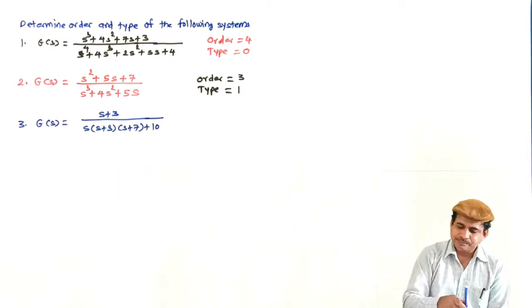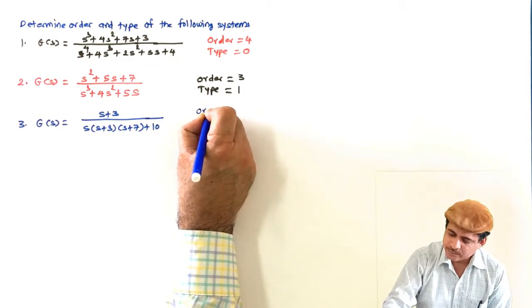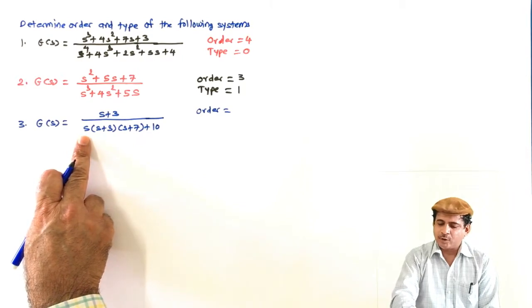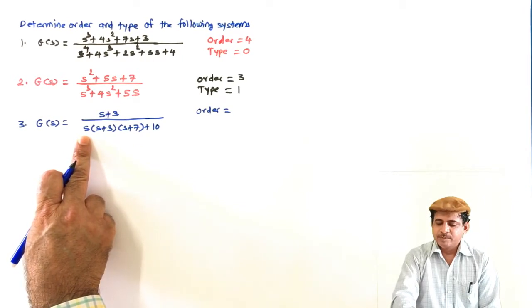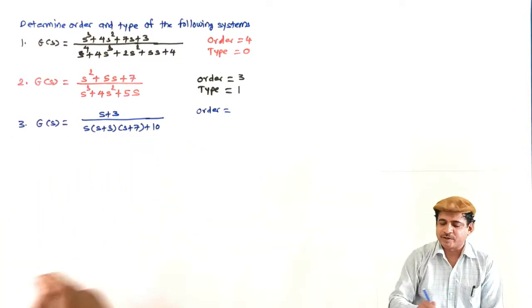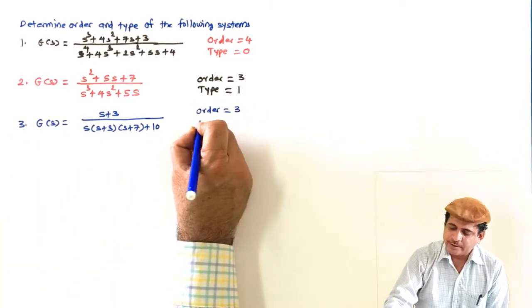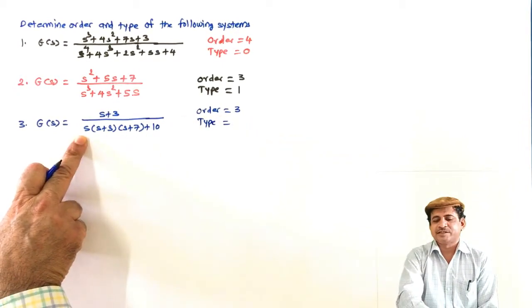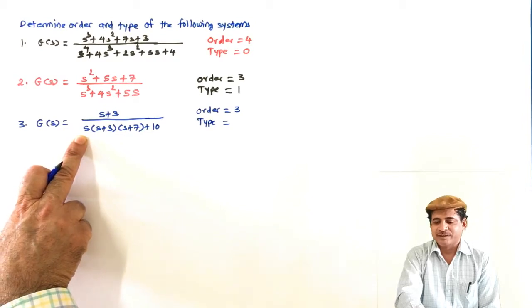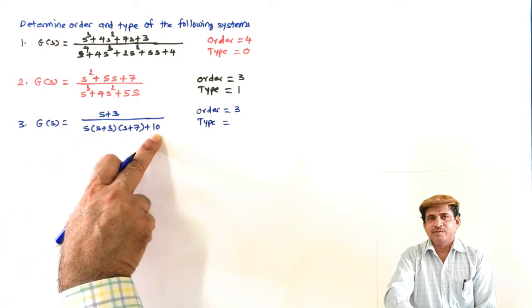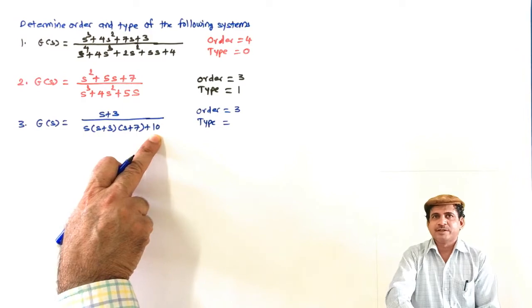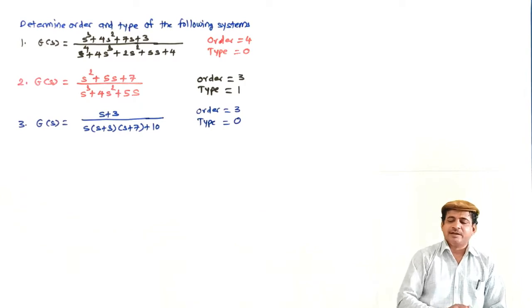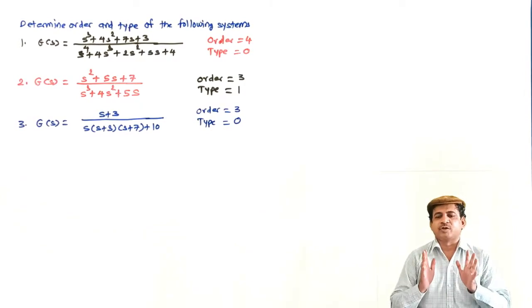And the last one, if you expand this it will be of order 3, because if you expand you will get highest power of s equal to 3, so order is 3, and for type, here this will mislead you that there is s common and a pole at origin, but not. There is a tail, and this tail will not allow the pole to be at origin, so there is no pole at origin, and type is 0. So carefully we have to identify what is type and what is order of a system.